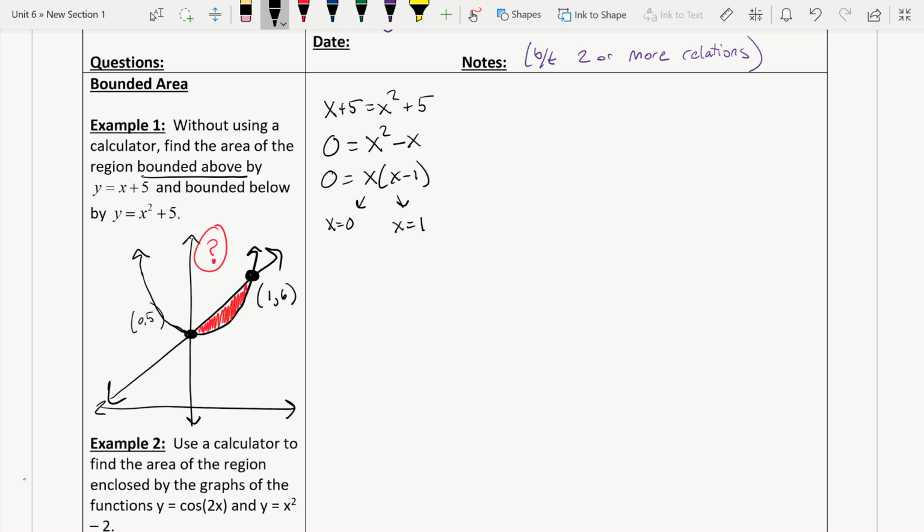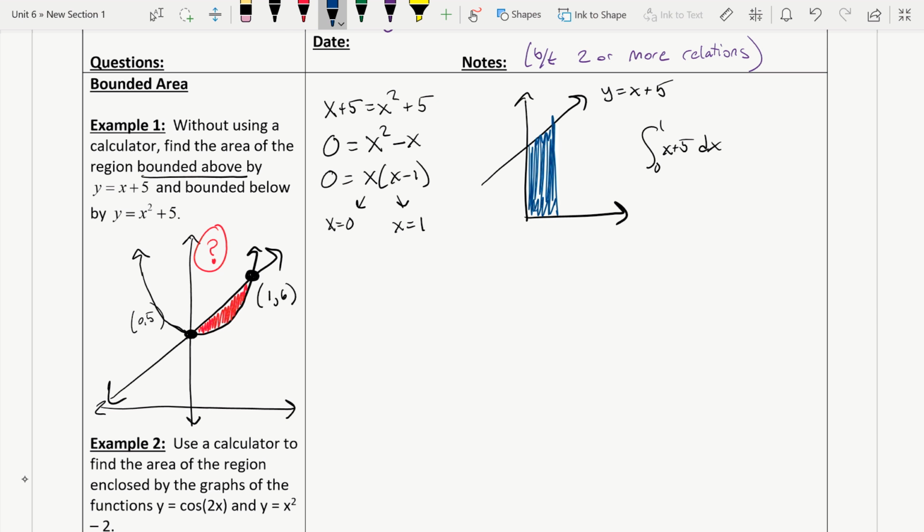You don't have a good way to answer that question. Here's what I want you to think about. So here's just y equals x plus 5. And if we were to integrate x plus 5 from 0 to 1, we would get all of this area.